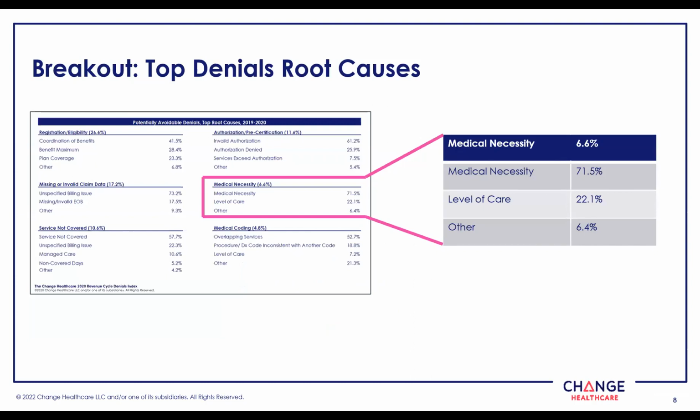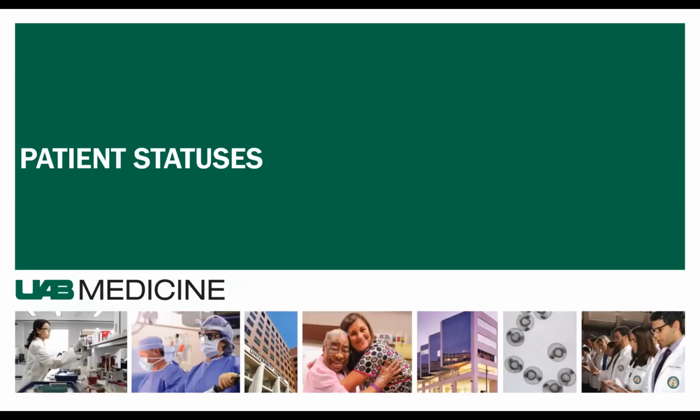Medical necessity makes up about 6.6% of denials, and it's really a catch-all category that deals with a lack of medical necessity or maybe an inappropriate level of care. And this is one of the areas where we as our department can make a big impact. And better documentation can certainly impact those determinations.